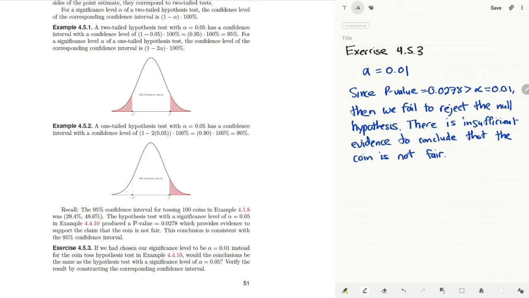And so now let's also verify this result by constructing the corresponding confidence interval. So if the alpha level is 0.01, then the confidence level is 1 minus alpha. So 1 minus 0.01 gives us 0.99, or a 99% confidence level. So what we want to construct is a 99% confidence interval.